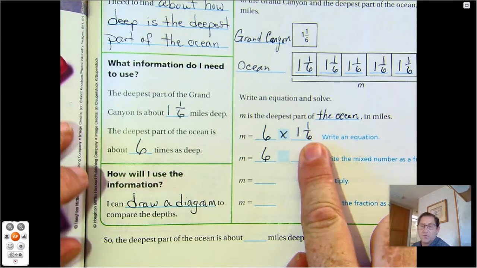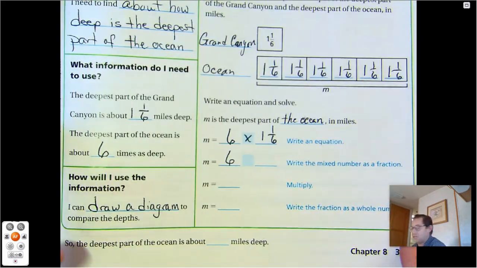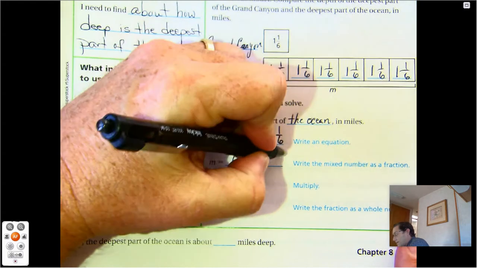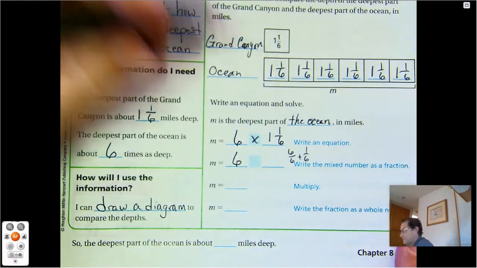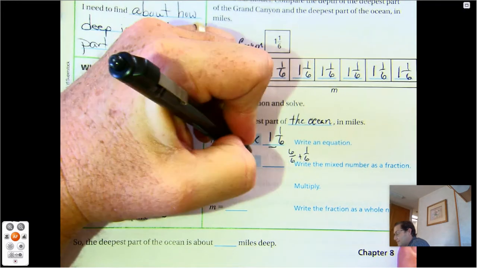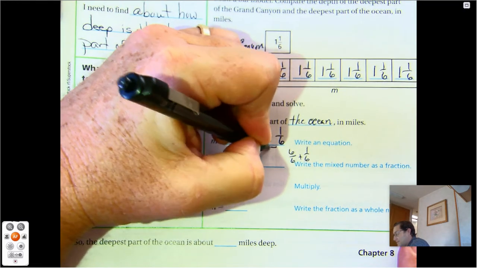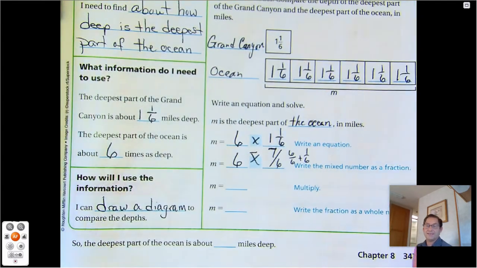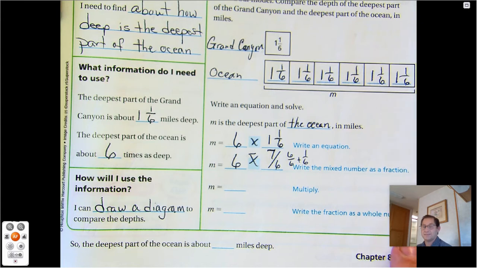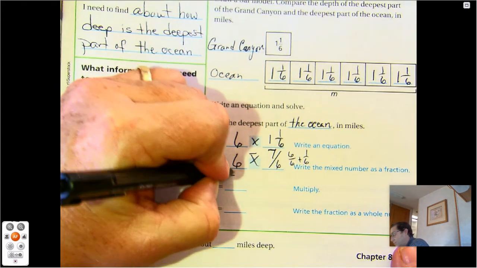Write the number, the 1 1/6, the mixed number, as a fraction. Well, we know that 1 is worth 6/6 plus the 1/6. So that's 7/6. All right, so how much is 6 times 7/6? 6 times 7 is 42/6.